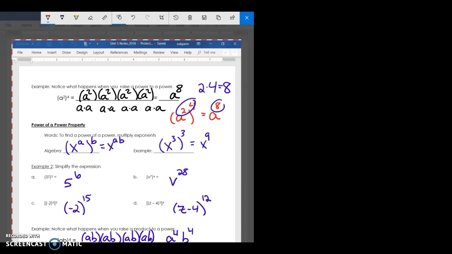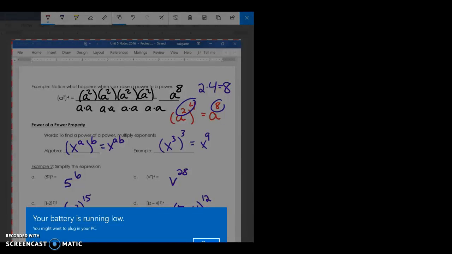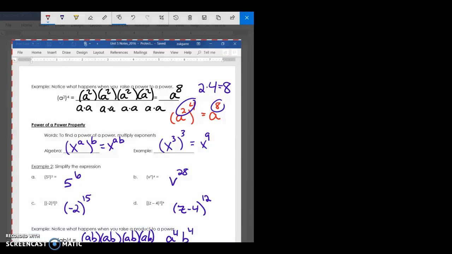Now I've got x squared to the 5th, so let's break this up. I'm going to apply my exponent to each piece. So I've got x squared to the 5th, and then y to the 5th. But then we can use our exponent raised to an exponent property. x squared to the 5th means I multiply, so that's x to the 10th, y to the 5th.